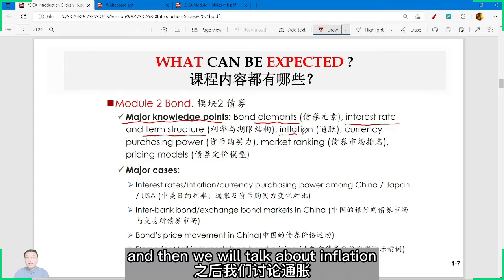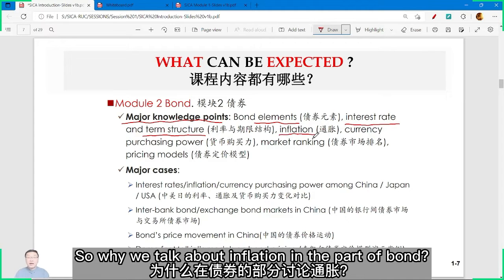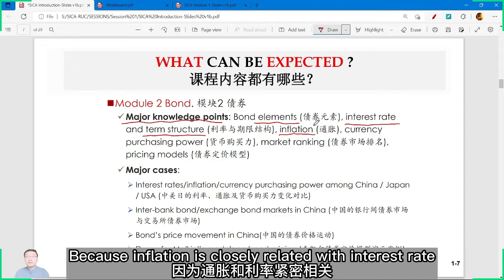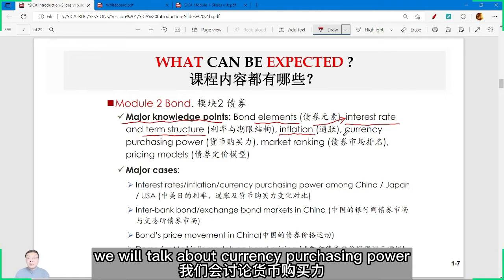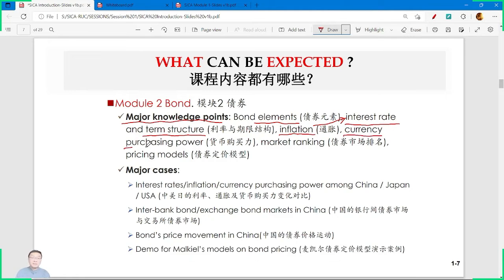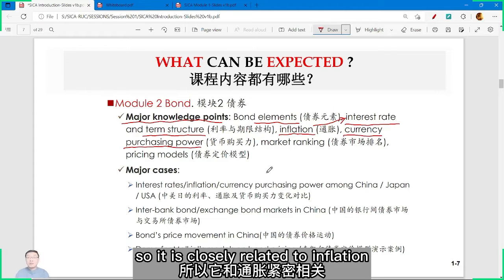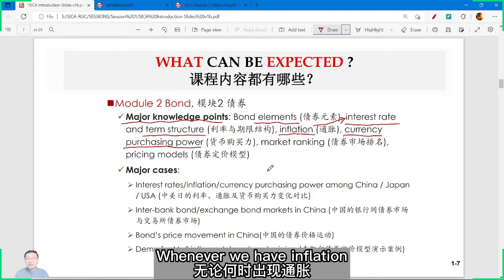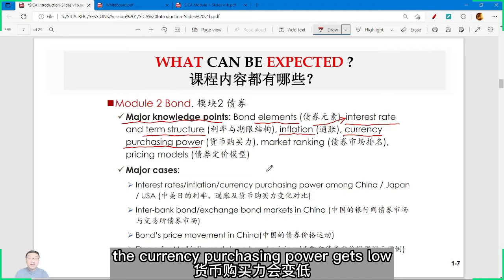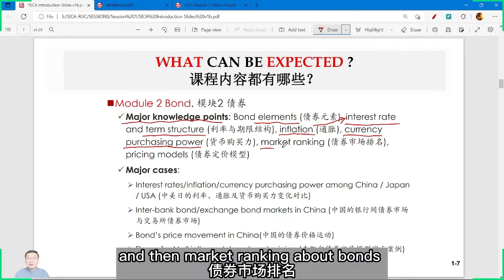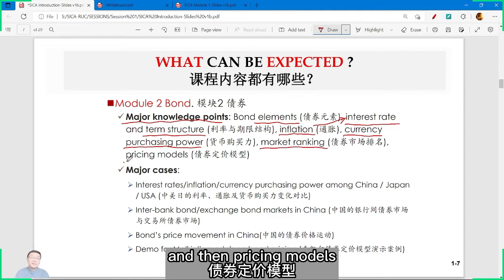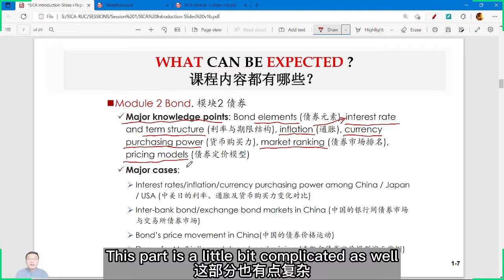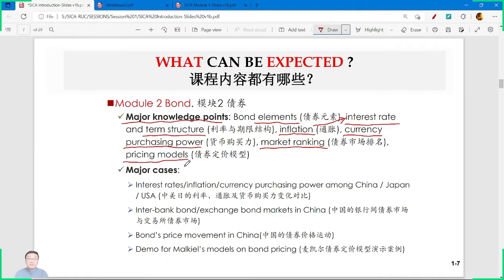And then we will talk about inflation. So why do we talk about inflation in the part of bond? Because inflation is closely related with interest rate. Whenever we talk about inflation, we will talk about currency purchasing power. So it is closely related to inflation. Whenever we have inflation, the currency purchasing power gets low. And then market ranking about bonds, this part mainly in China. And then pricing models. This part is a little bit complicated as well.